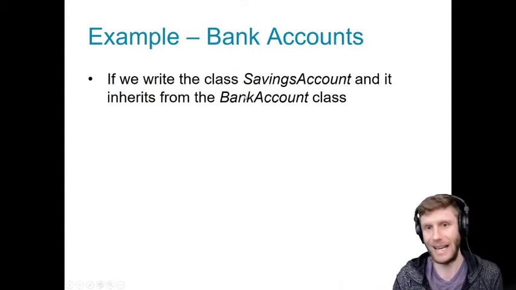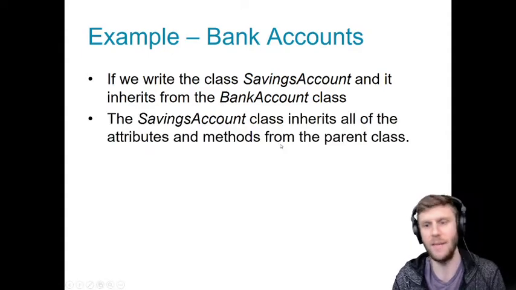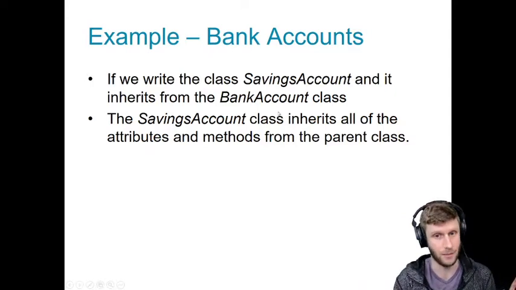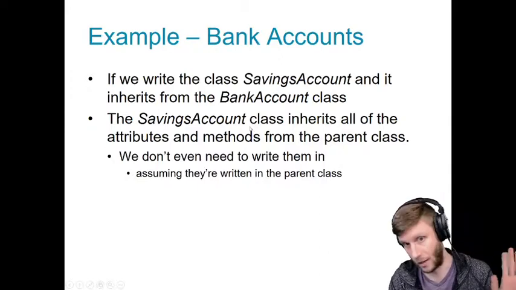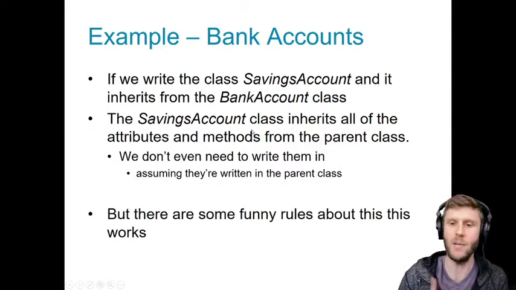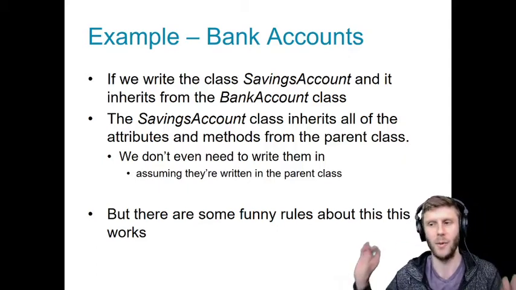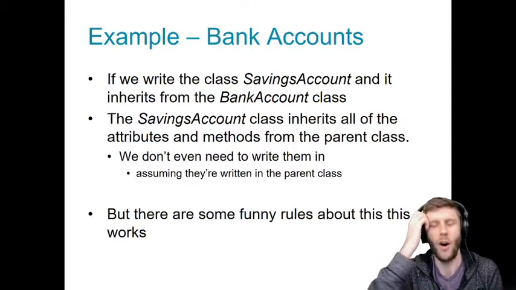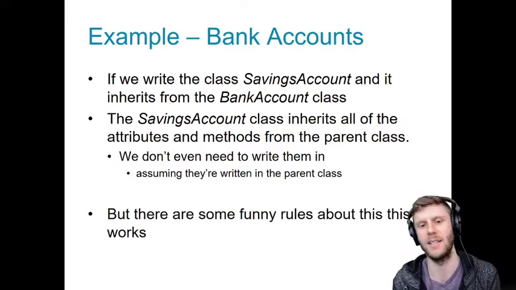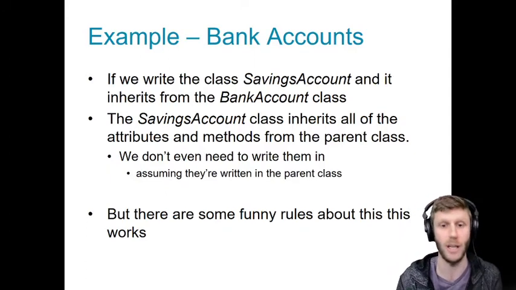If we want to write the class savings account and it inherits from the bank account class, the savings account class inherits all of the attributes and methods from the parent class. We get all those things for free. We don't even need to write them in, assuming they're written in the parent class, of course. But there are some funny rules that we have to follow to make this work, and there's a good reason for all these rules. We probably won't get into all the heavy-duty theory of why these rules exist at this point. Really what I'm doing is showing you what inheritance is so you're familiar with it, you understand the idea, and you can use it in the future if you feel that you need to.